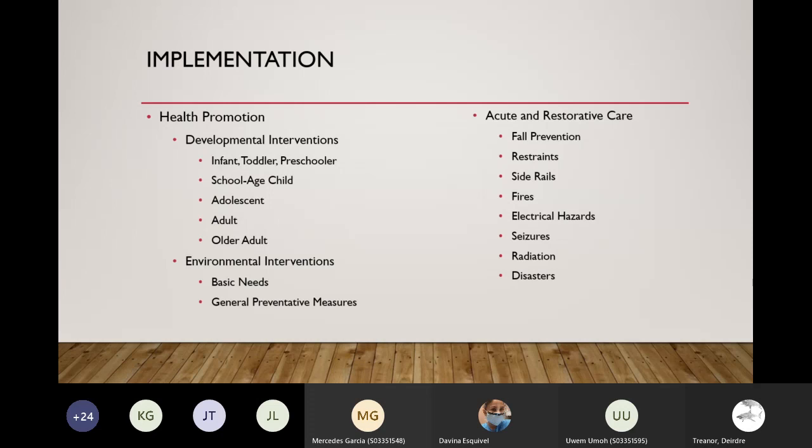Radiation, there's little badges for people who work in high radiation areas that measure your exposure. And then, of course, there's always natural disasters, which there's no control over, but we can do the best we can. And that's why we have a lot of disaster drills in healthcare.